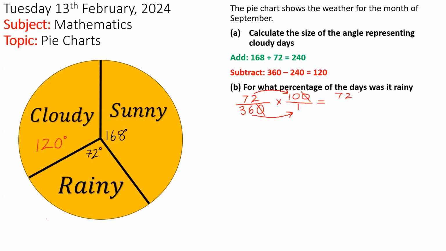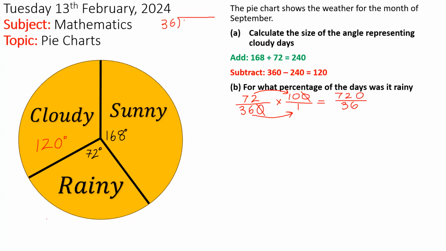So it's going to be 720 all over what? 36 times 1. Oh, 36. Okay, good. And so let's divide 720 by 36.